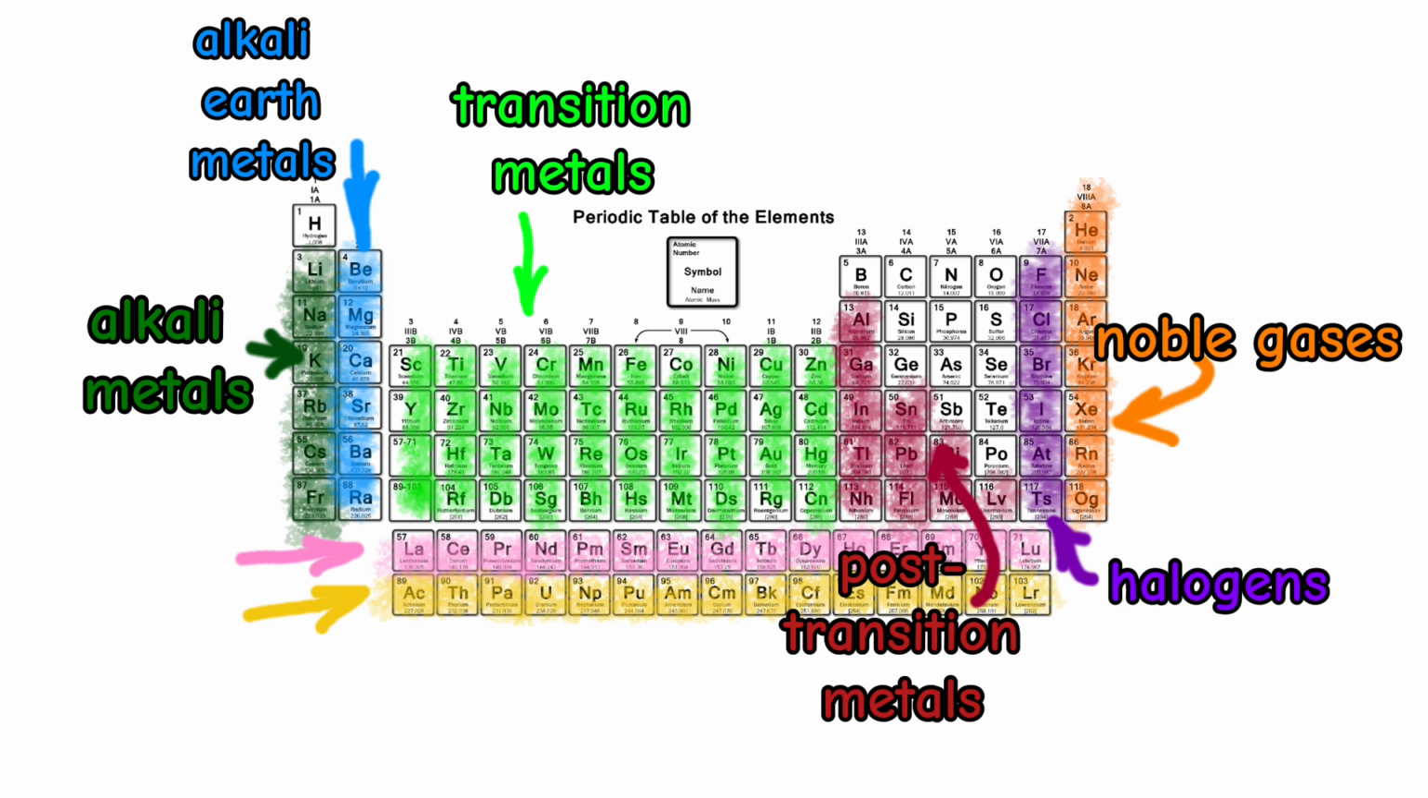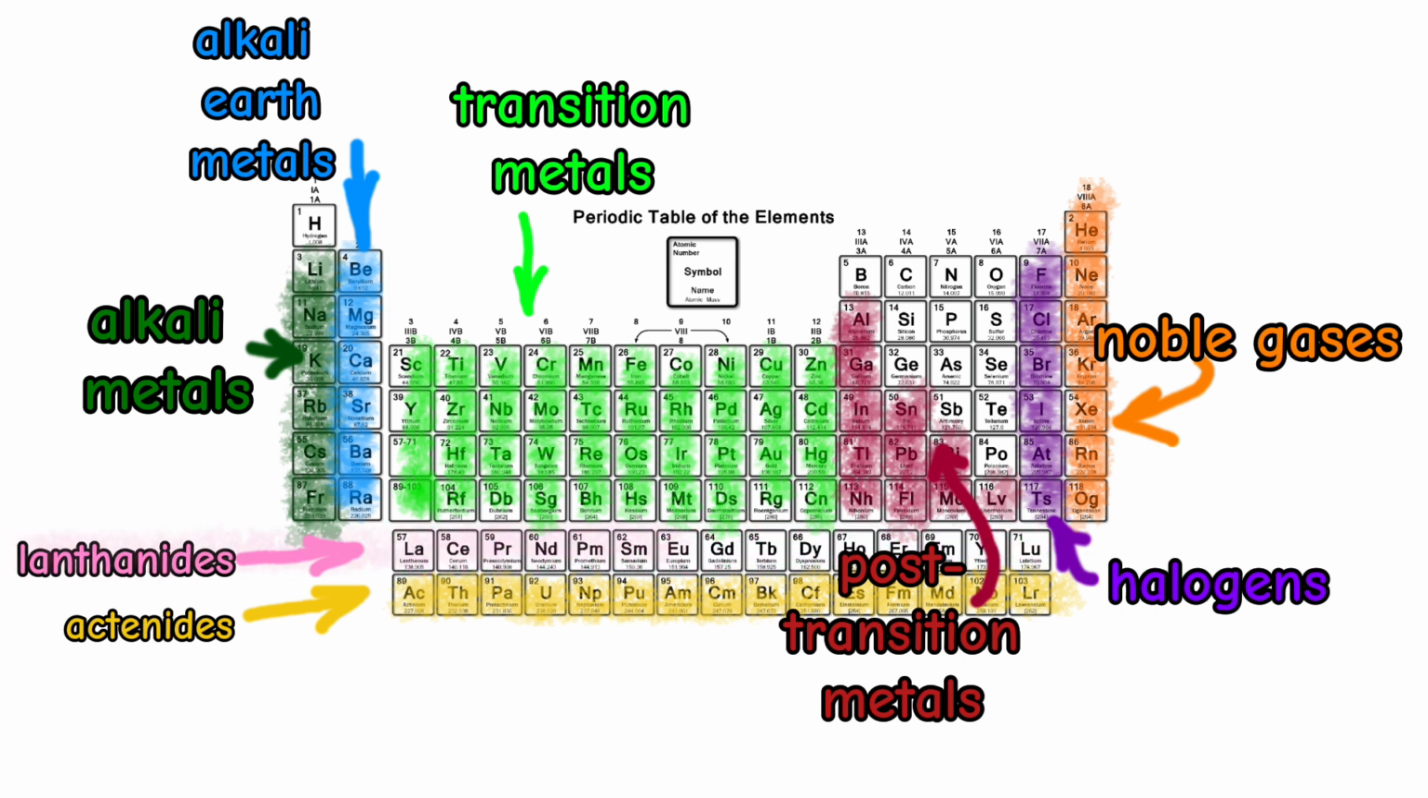These elements, which are displayed in a separate block of their own, located below the rest of the periodic table, are called lanthanide and actinide. This row is called lanthanide. It belongs to row number 6. And this row is called actinide. It belongs to row number 7.